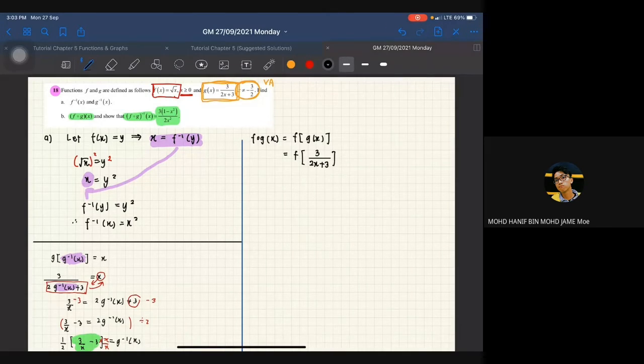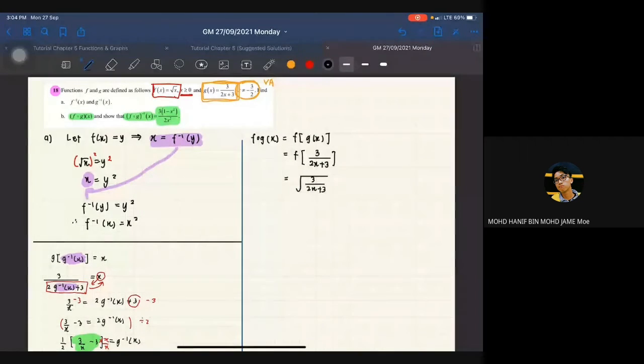Okay, so now kita akan gantikan kita punya x dalam fx with gx. Okay, so just substitute it inside. So you will have square root of 3 over 2x plus 3. Settle. Okay, can we simplify this any further? Boleh simplify tak this one? Tak boleh, okay? Okay, so this is the answer for f of gx kita.